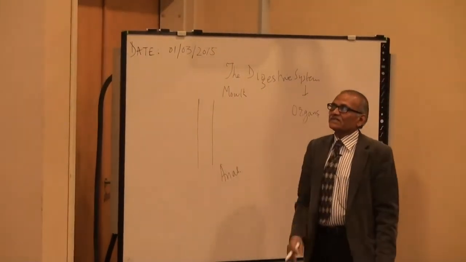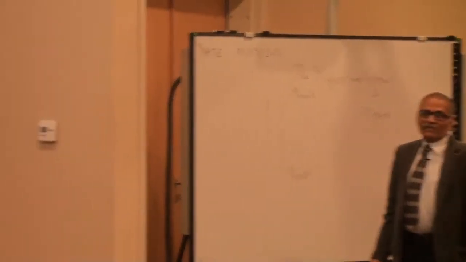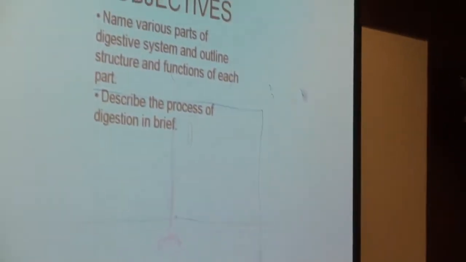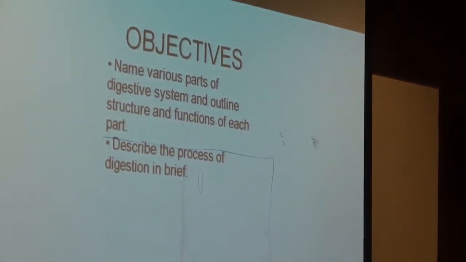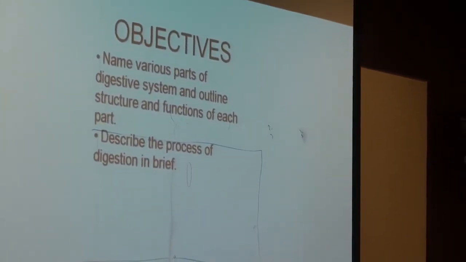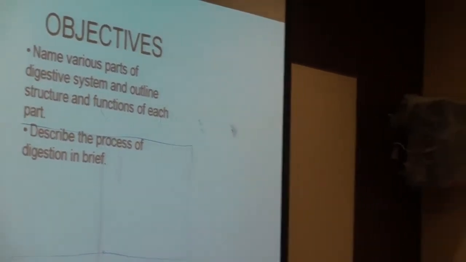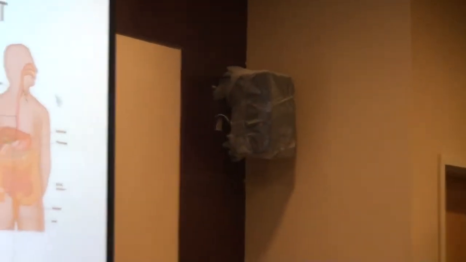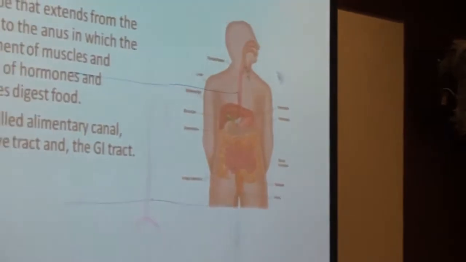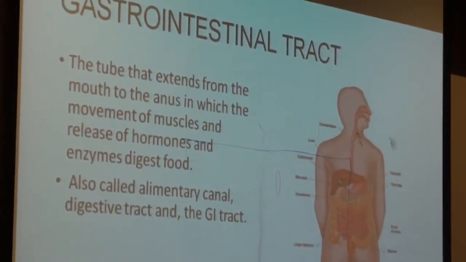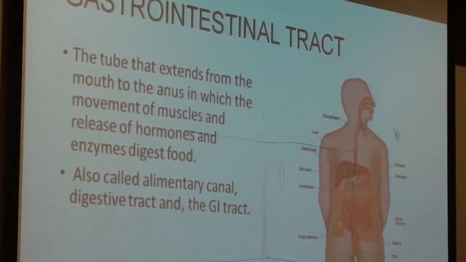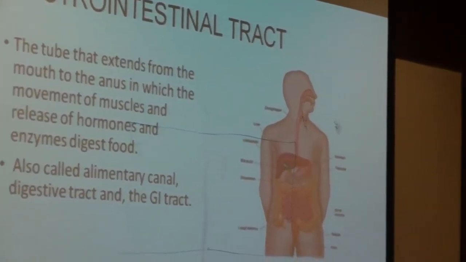Let us see the first slide. The objective of this lecture is that we will revise various parts of the digestive system and outline their structure and functions. We will also talk a bit about the digestive process. Next slide. So the gastrointestinal tract is the tube that takes up the duty for the digestive system. Now this, as we said, extends from the mouth to the anus.